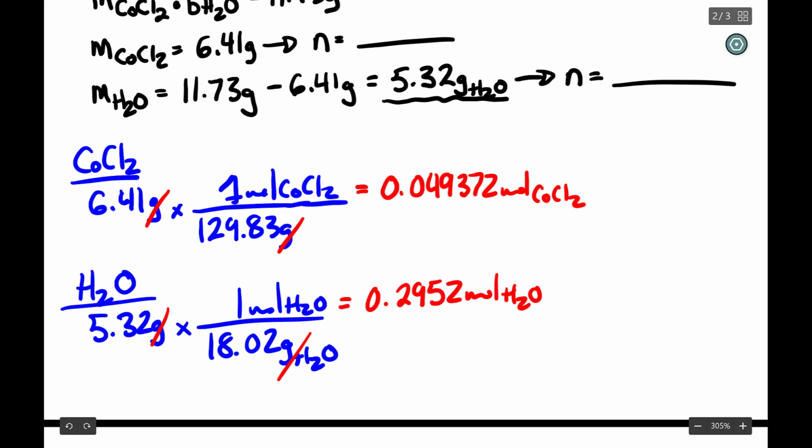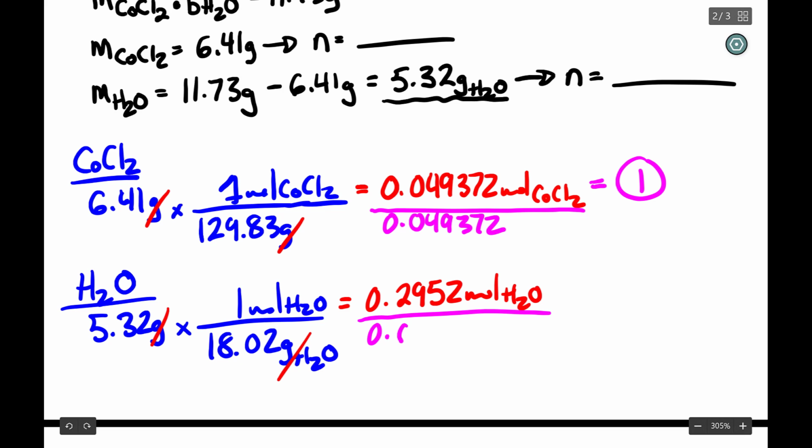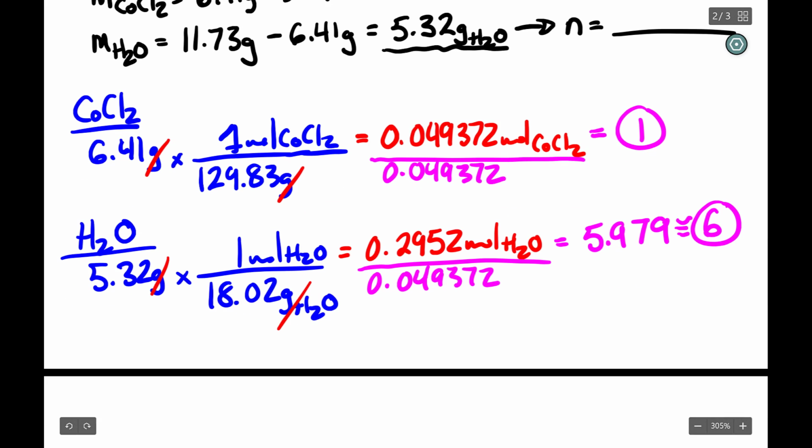Now, the next thing I'm going to have to do is divide by the smaller of the two numbers, which of course is always going to be the ionic compound value. So I'm going to divide this by 0.049372, which will give me a value of 1. I am going to divide this by 0.049372, and that's going to give me a value of 5.979, which I'm going to assume is close enough to 6. So the hydrate value would be 6.